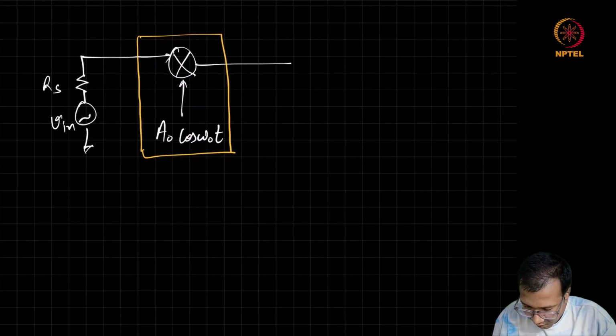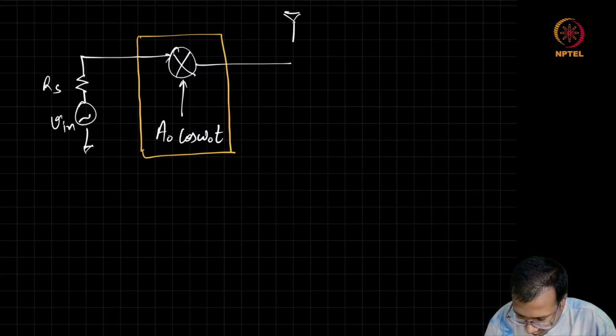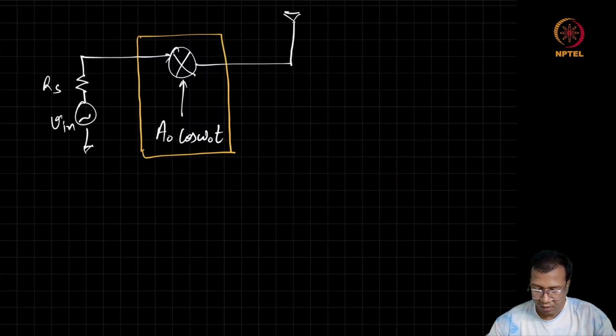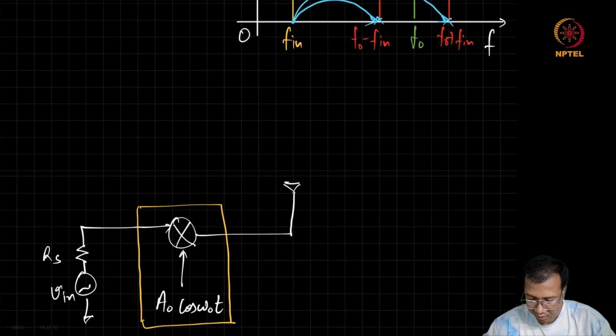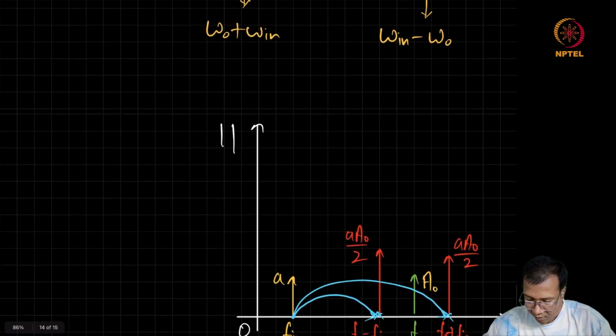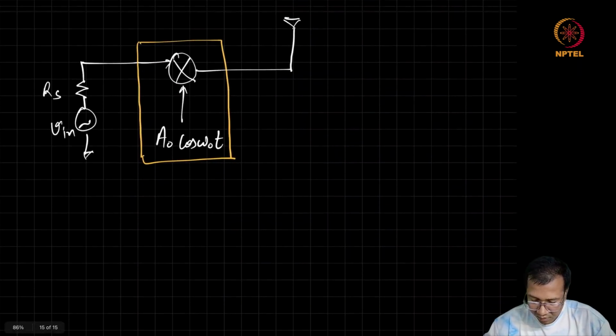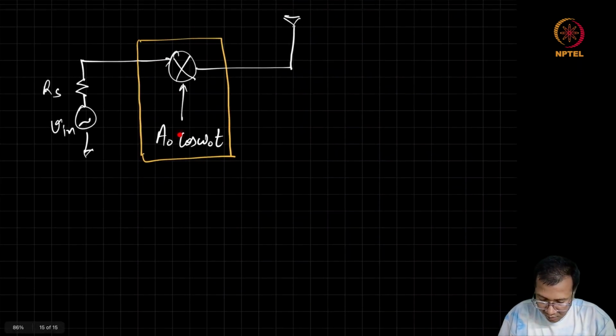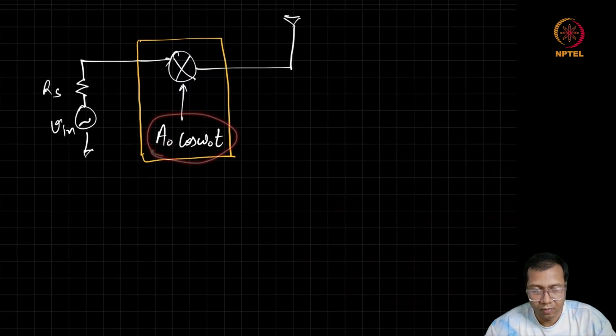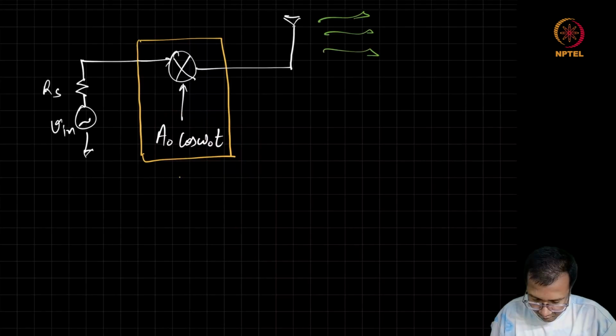And once I get this output, I can feed it to an antenna, and now this antenna, even with a much smaller physical size, will be able to radiate very efficiently. So earlier we had this strong trade-off between the input signal frequency and the physical size of the antenna. Right now we can see that the trade-off is no longer there because we can independently choose this omega naught frequency, which needs to be multiplied with the input frequency.